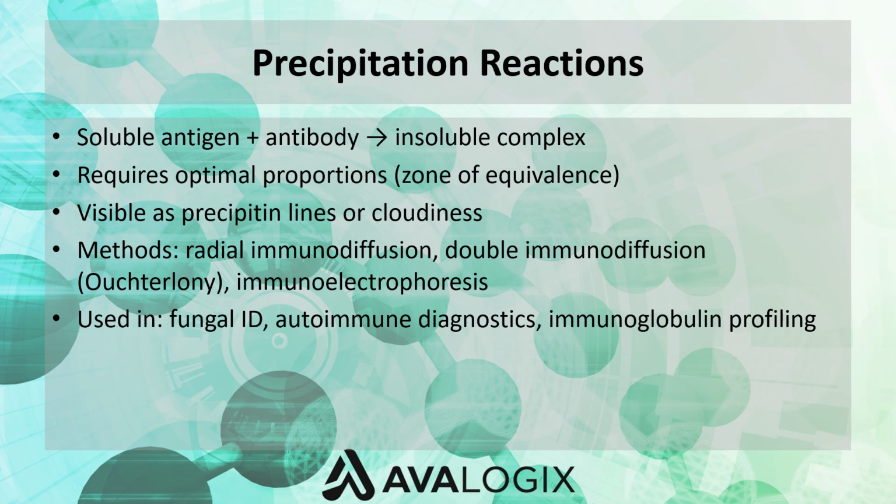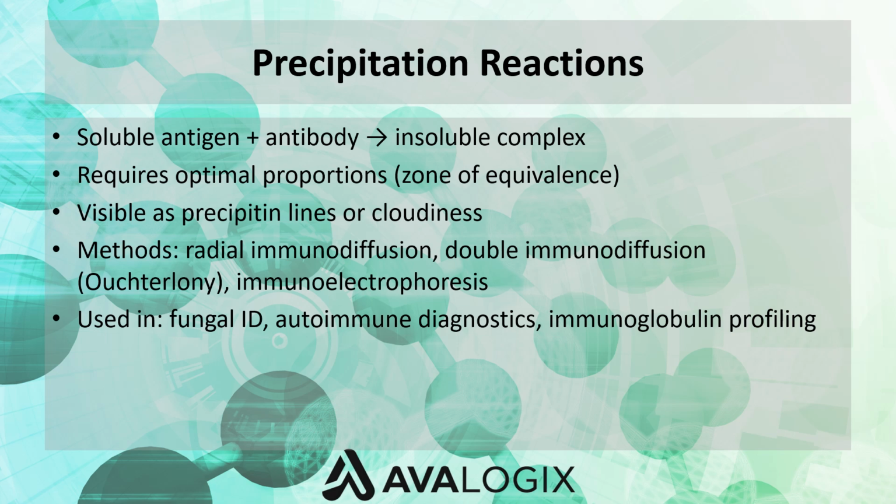Radial immunodiffusion, the Mancini method: antibody is mixed into a gel, and antigen diffuses radially from a central well. The diameter of the precipitin ring correlates with antigen concentration. Double immunodiffusion, the Ouchterlony method: both antigen and antibody diffuse through agar gel. Where they meet in optimal proportions, a precipitin line forms. This is especially useful for comparing antigenic relationships.